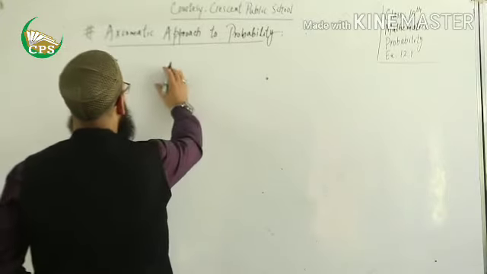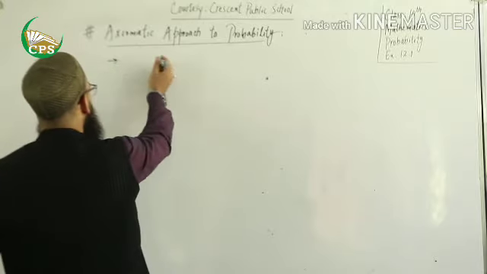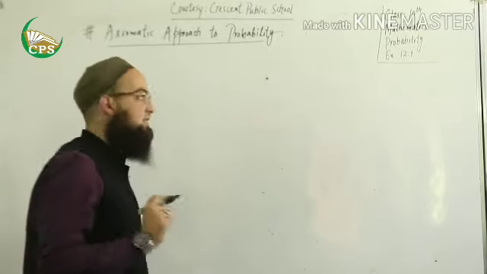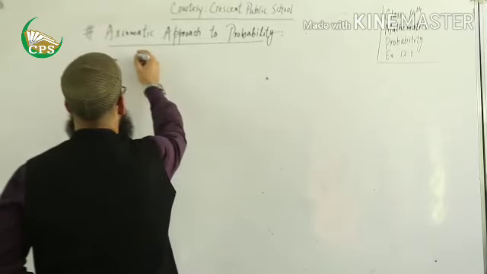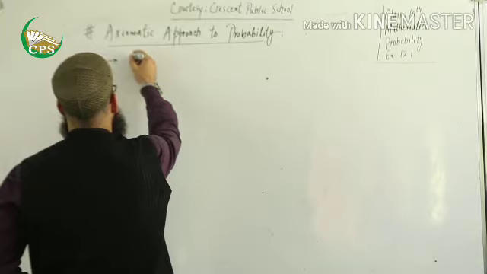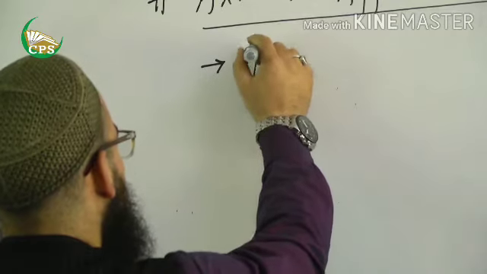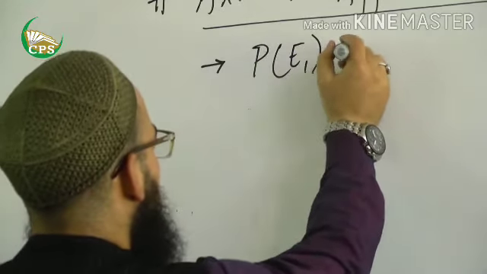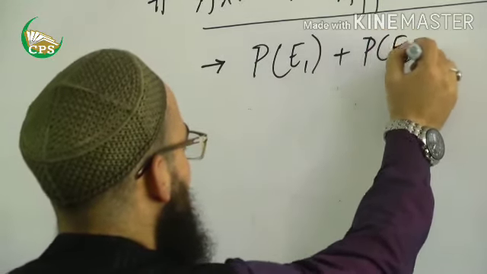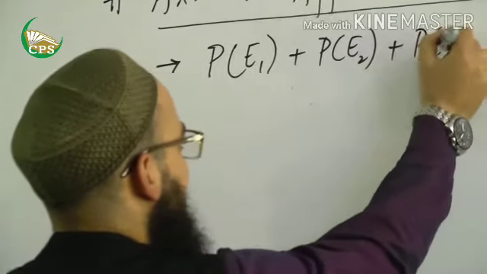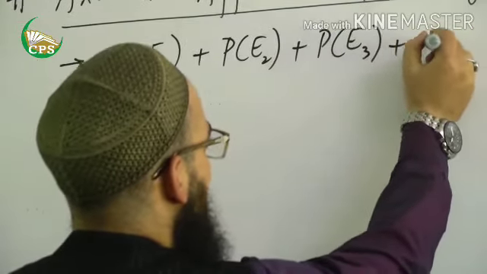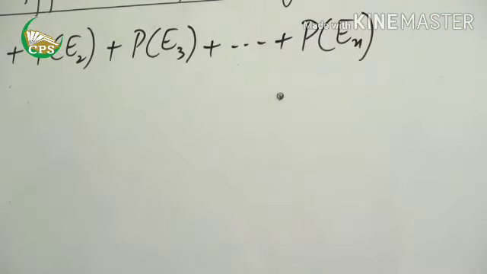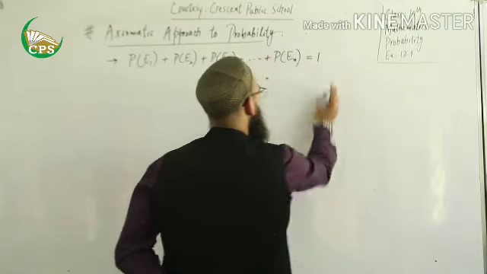The first rule of the axiomatic approach is that the probability of all elementary events is equal to 1. That means if I take the probability of E1 plus the probability of E2 plus the probability of E3 and so on, plus the probability of En, this is going to be 1.